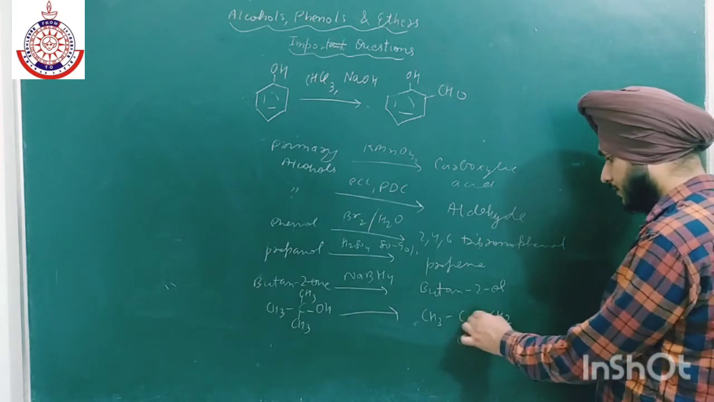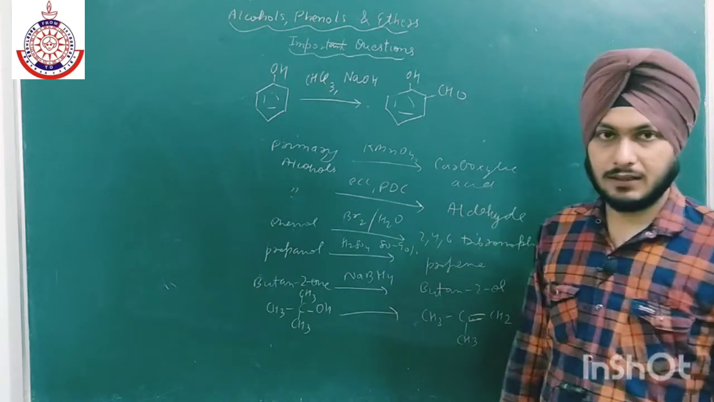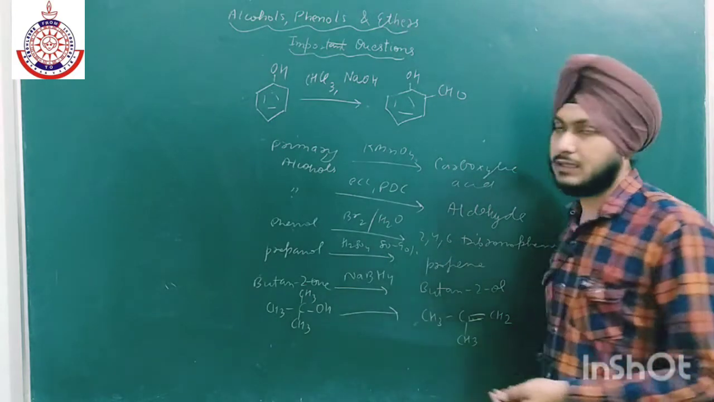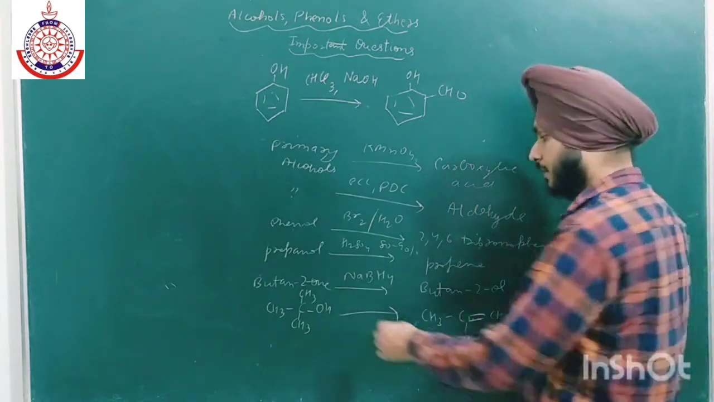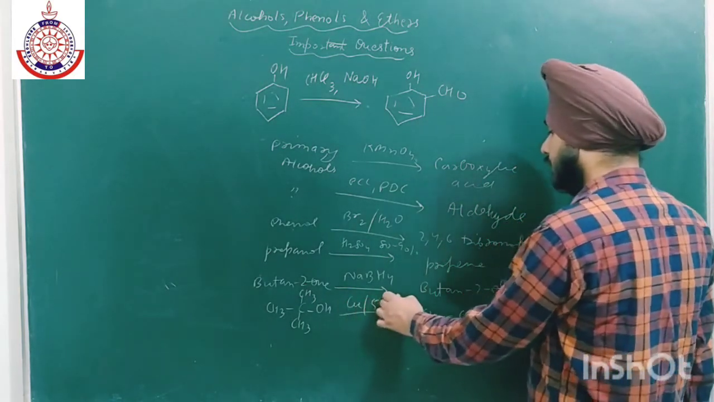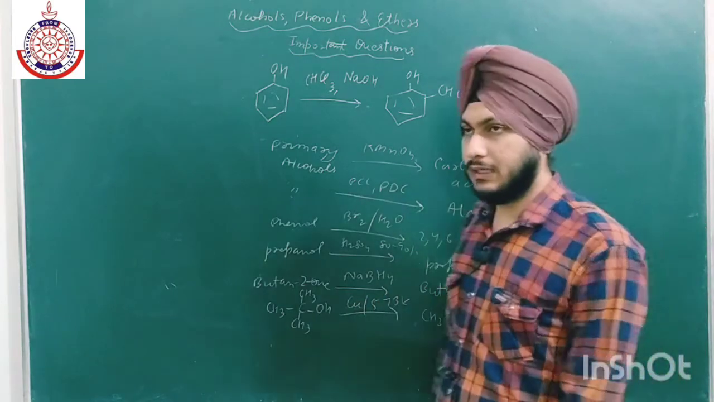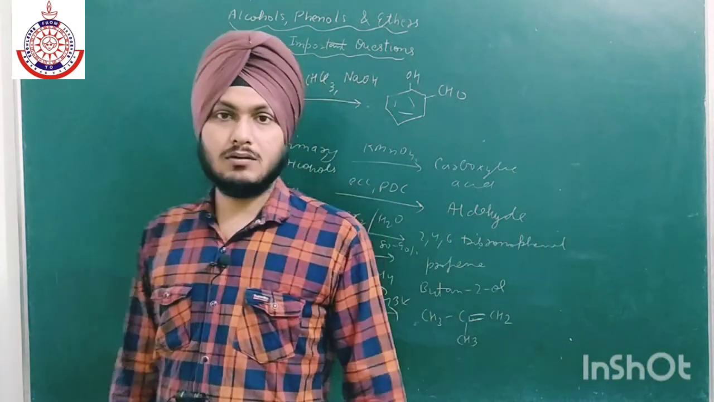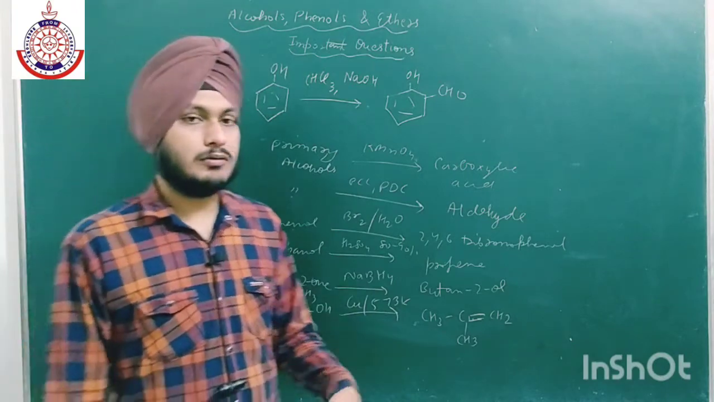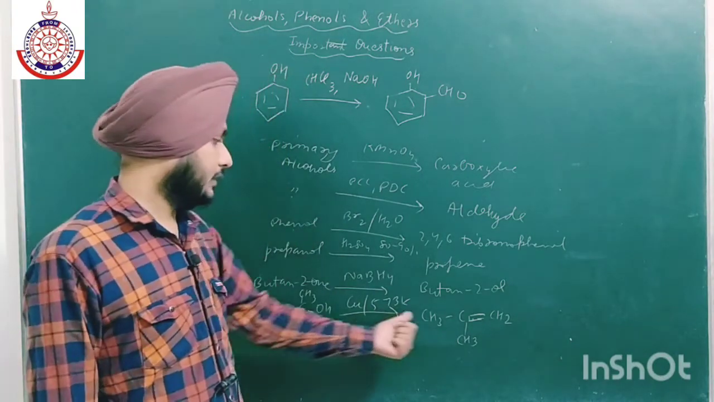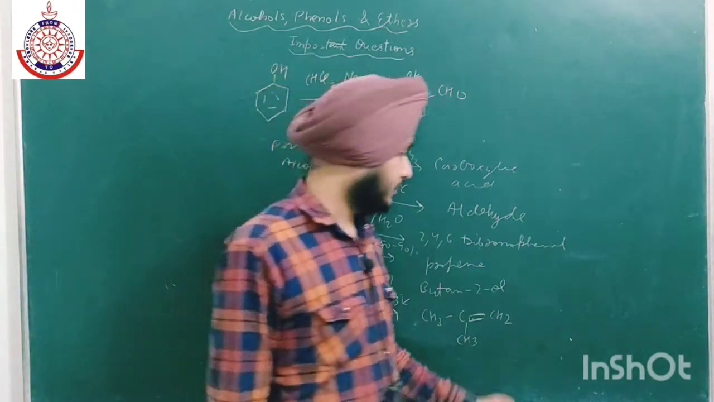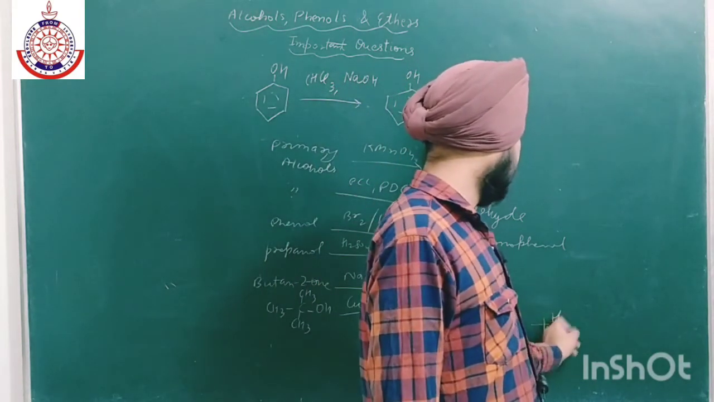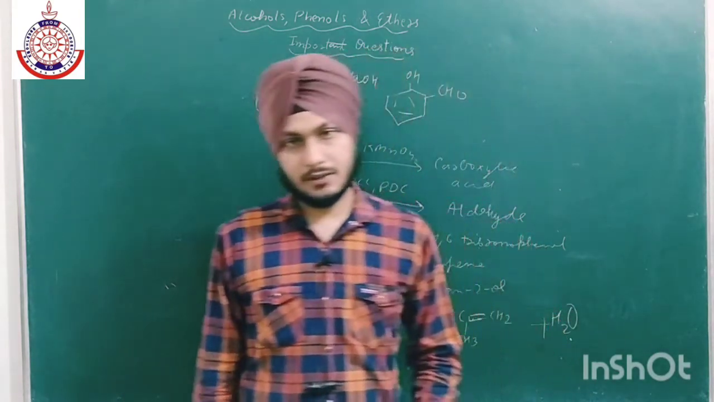If we want to form this product, okay, dehydration हमें करनी है, then what reagent we have to use? Copper at 573 K. Okay, so copper at 573 K converts 1 degree alcohol to aldehyde, 2 degree alcohol to ketone, and 3 degree में क्या हो जाता है? Dehydration हो जाती है. Okay, there will be no formation of aldehyde or ketone.